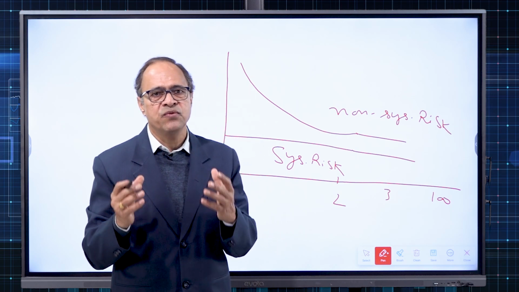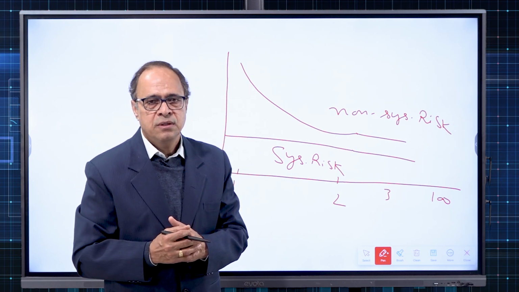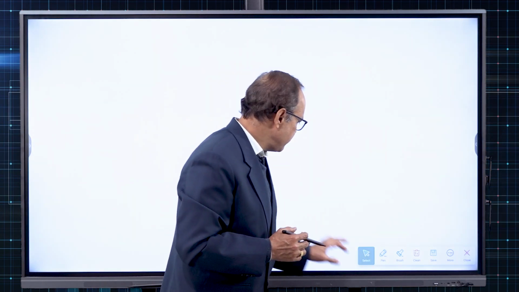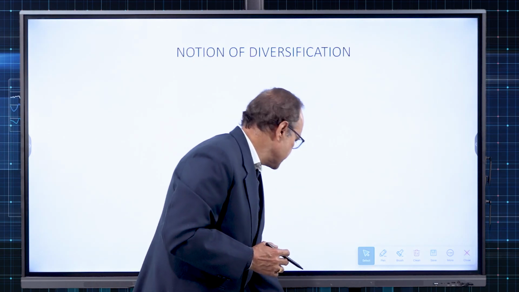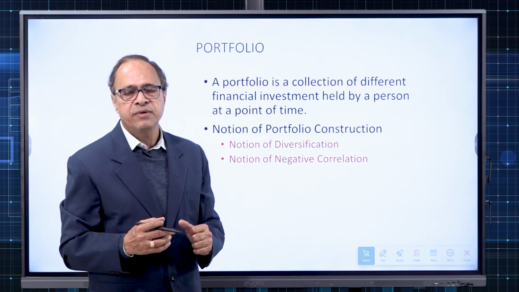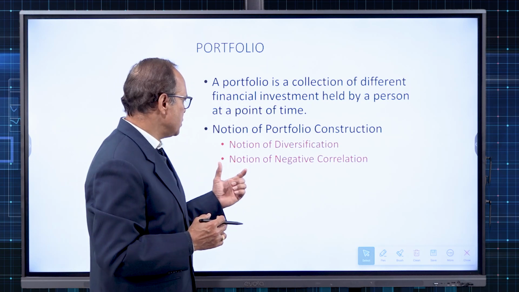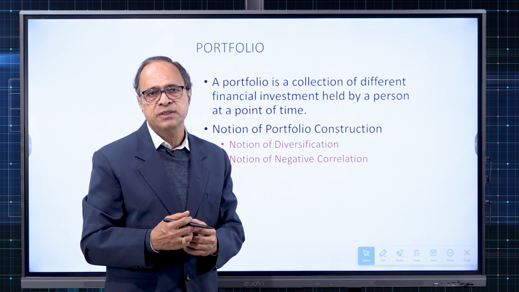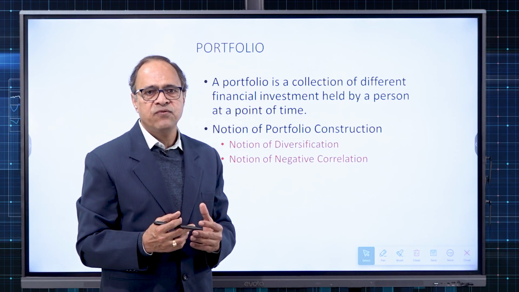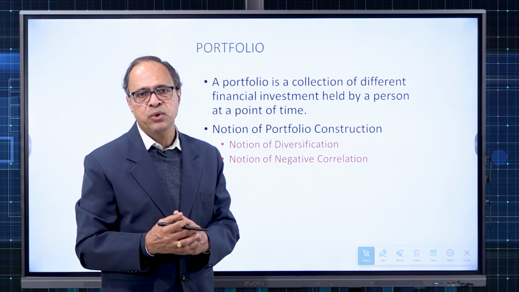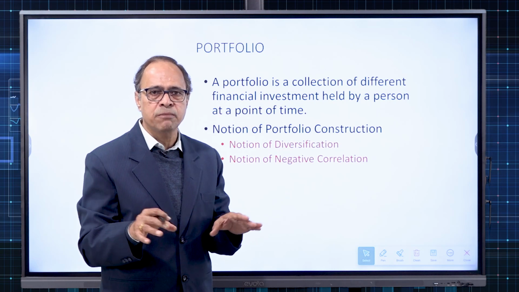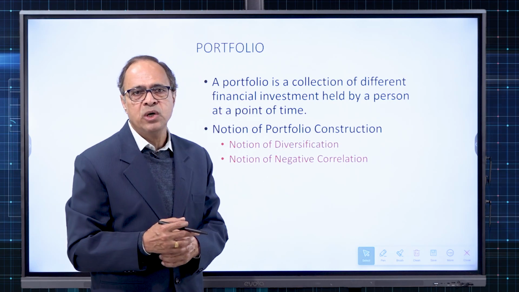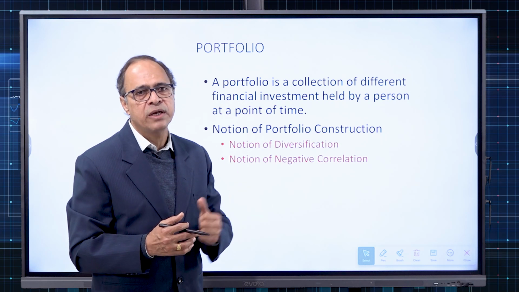Then comes the notion of negative correlation. The notion of negative correlation simply means that while selecting the investment avenues, include oppositely correlated securities, negatively correlated securities, so that if one does well, another will do poorly, and balancing will be there, you are protected. So this is the way the notion of negative correlation also helps in achieving the aim of diversification.